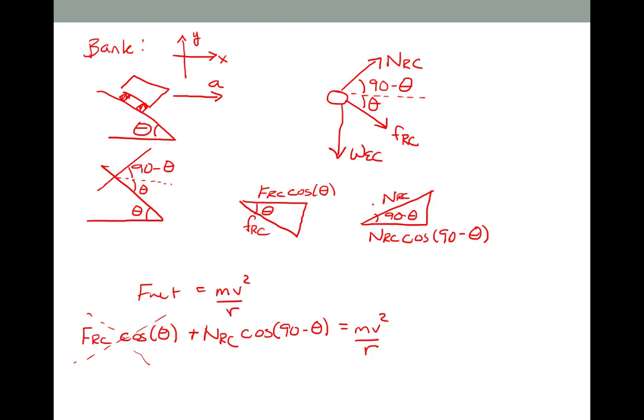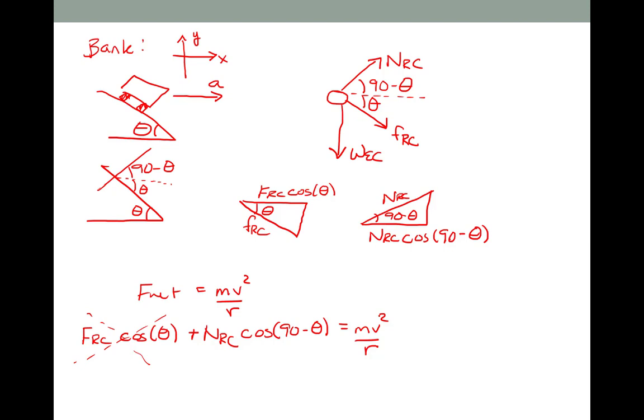But because the road is banked, I still have the normal force, which can cause my car to go around the circle. I have to do it at a very specific speed for the radius of the circular curve, but I can do it because the curve is banked.